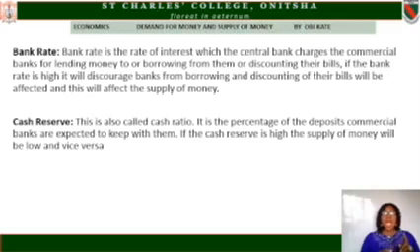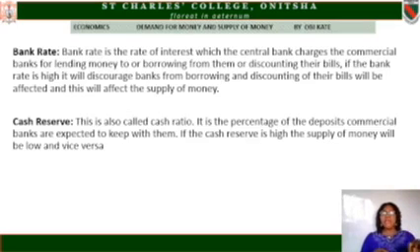Number 2, cash reserve. This is called cash ratio. It is the percentage of deposits commercial banks are expected to keep with them, that is central bank.